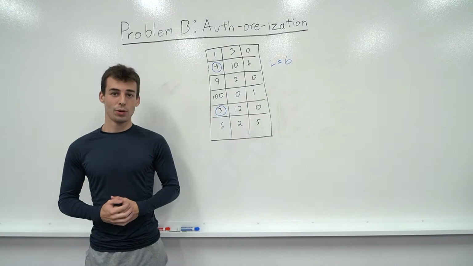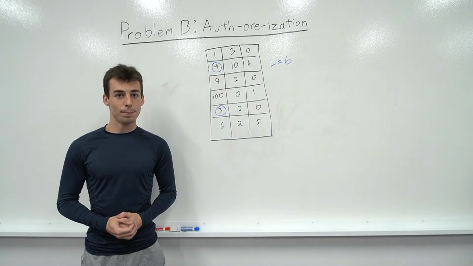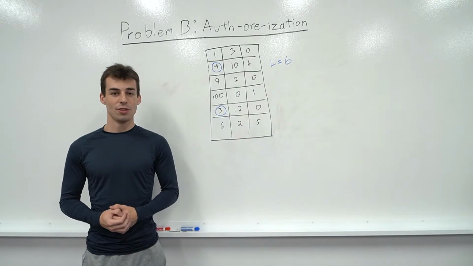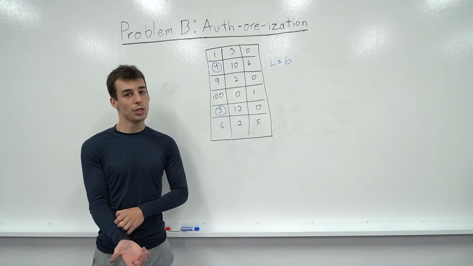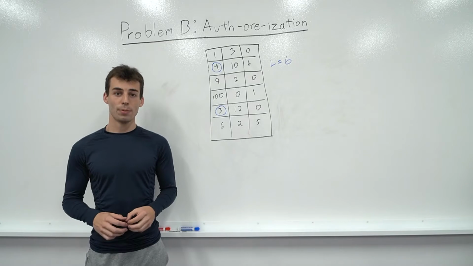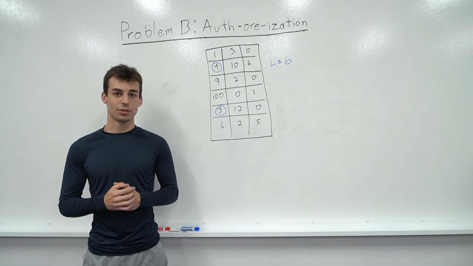Good morning and welcome to round 3 of the 2021 Facebook Hacker Cup and the solution video to problem B, authorization. In this problem we have a 2D grid of numbers where each cell in this grid represents an office or some room in Facebook's office building.